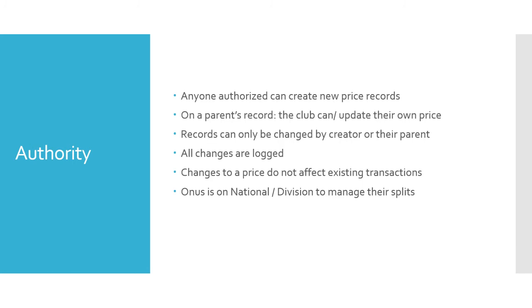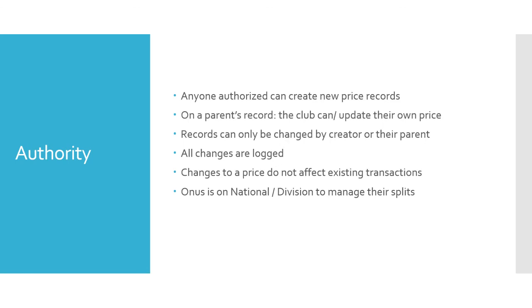So of course, a club can see all the prices that are relevant to them, and they can change their piece of the price. So if they were looking at an ASDCI level 1 certification course and they wanted to charge an extra $5 for that, they could do that. So they could take the nationally managed price and they could add their own price component to it. They couldn't change the national price or any of the properties, but they can add and they can manage their own prices.